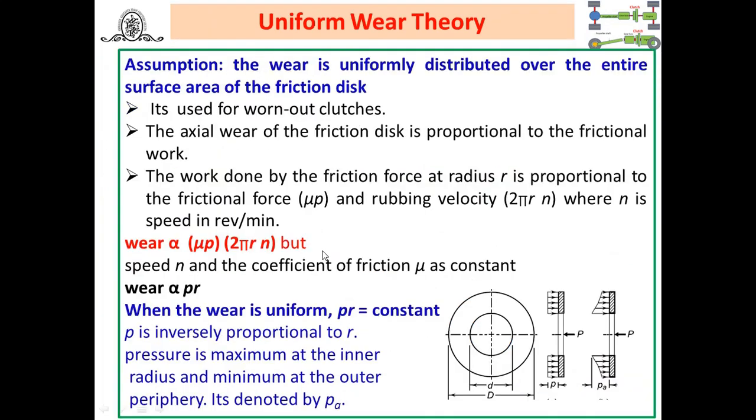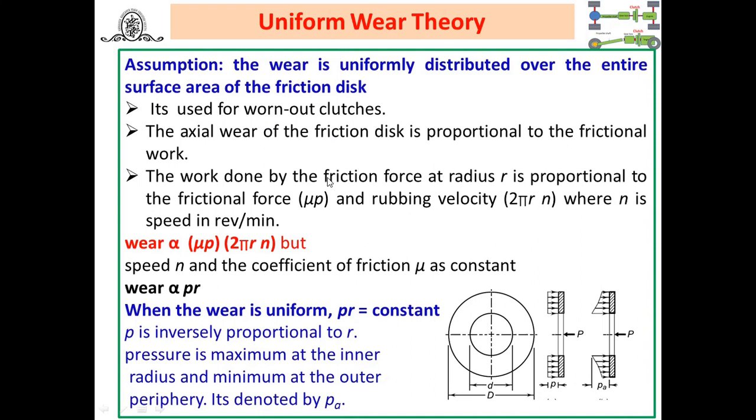In uniform wear theory, wear is uniformly distributed over the entire surface. It is used for worn out clutches. For new clutches, we can use the uniform pressure theory, but after some period of time, the clutch gets worn out because of sudden engagement and disengagement of the clutch. That's why it is used for worn out clutches. That's why while designing the clutch, you should always use uniform wear theory.